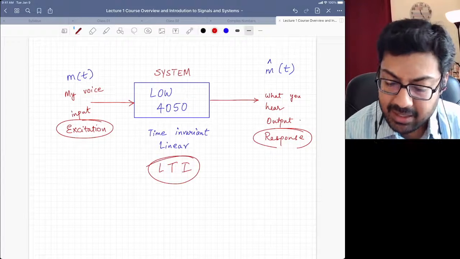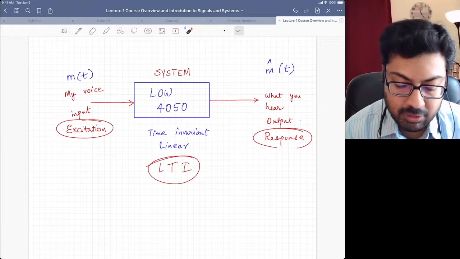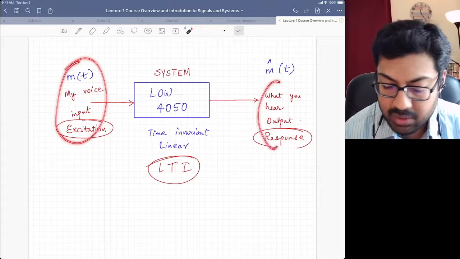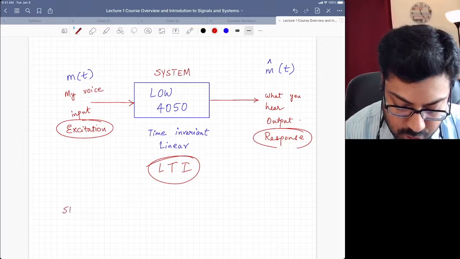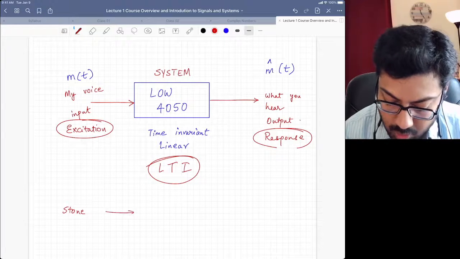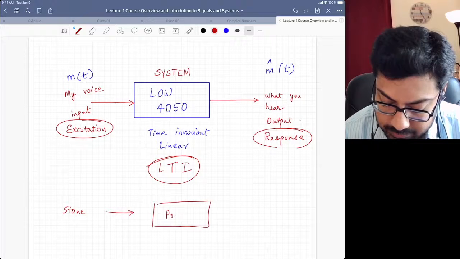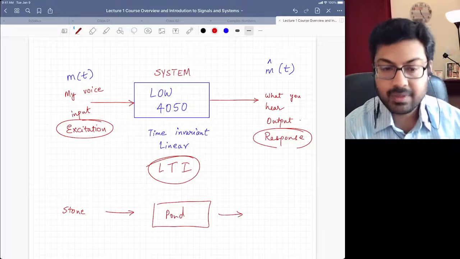Now, let me take another example here. I took the concept of voice and what you hear in the room, right? Let us take this stone thrown into a pond. What is the output?